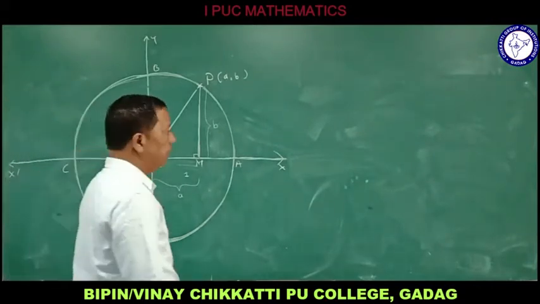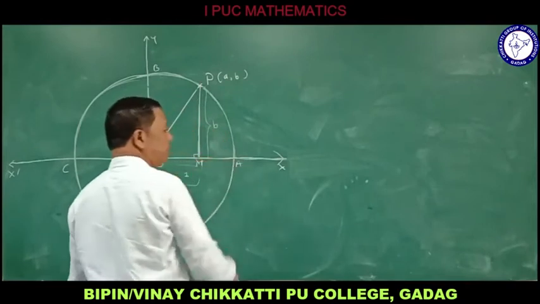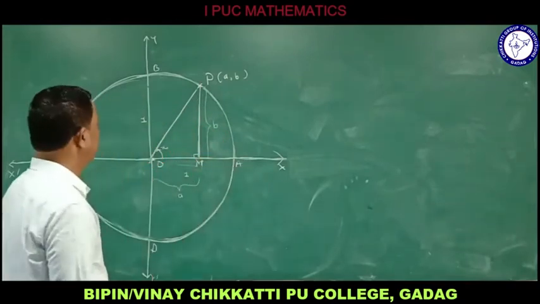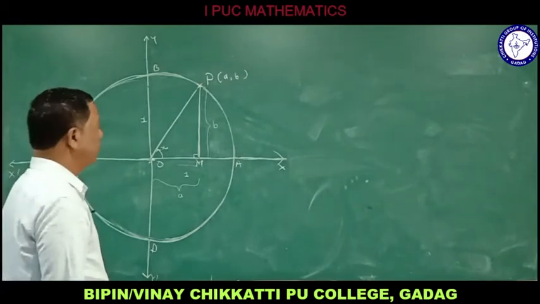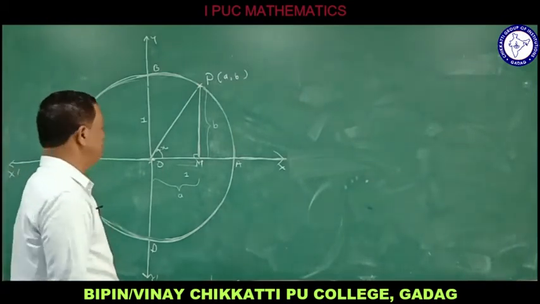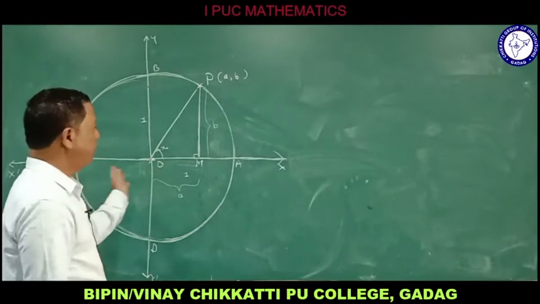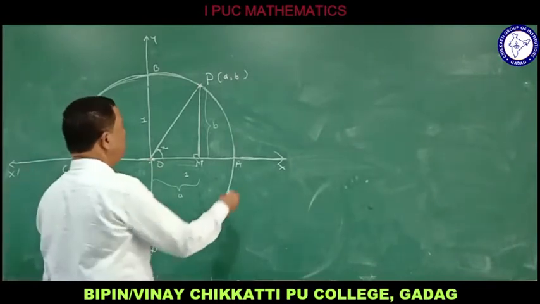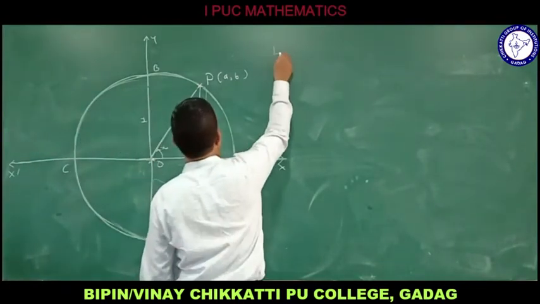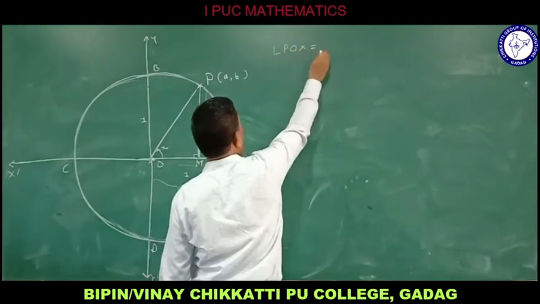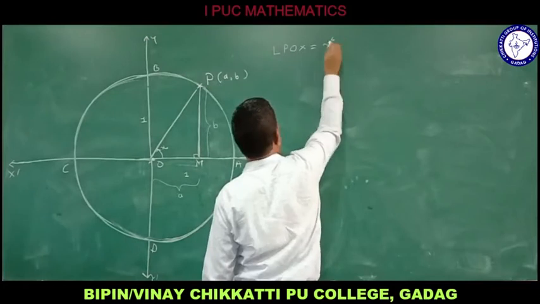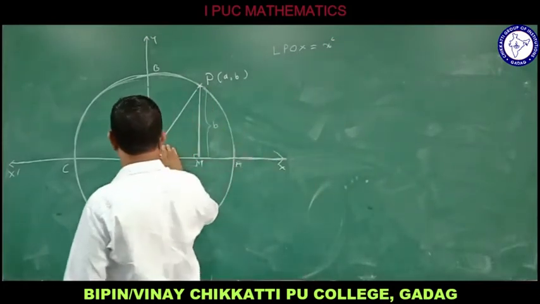Look here, consider a unit circle at the origin, and take a point P on the circumference of the circle whose coordinates are A, B. Draw PM perpendicular to the axis, and also consider that angle POX is equal to x radians. This is x radians I have to consider.